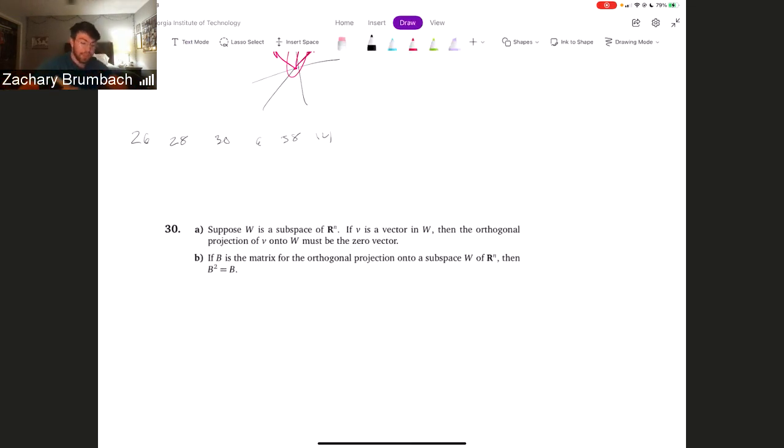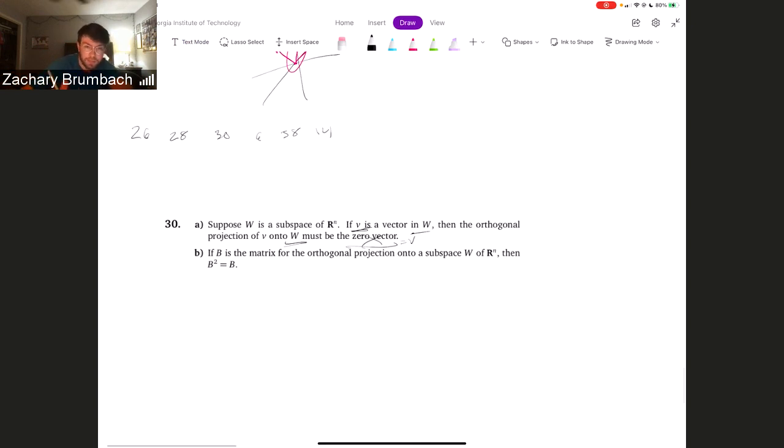suppose W is a subspace of Rn. If V is in W, then the orthogonal projection of it onto W must be 0. True or false? That is not true. The projection onto it would be itself, right? This is like our eigenvector stuff. It's saying, hey, if we have a vector that's already lying in the subspace and we project onto the subspace, what is it? Is it 0? No. It is V. It is equal to itself. Okay, that's why that one's false.